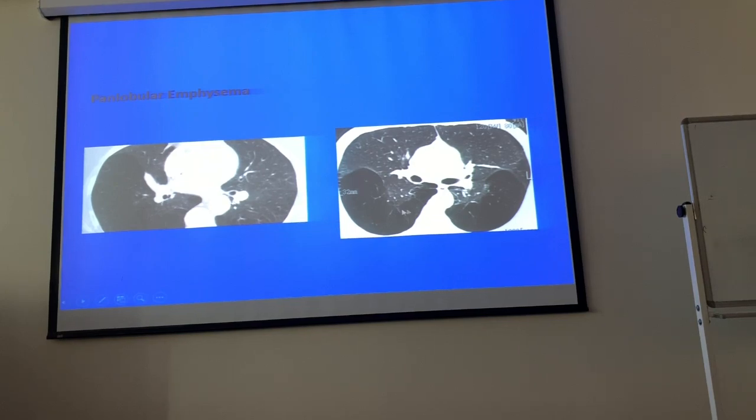Now you see that you are below the bifurcation of the trachea, so you are in the lower part of the lungs, far away from the bronchial division. The upper portion is normal, but in the lower portion there is no architecture of the lungs, there is destruction, emphysematous changes. So this is a panlobular emphysema.